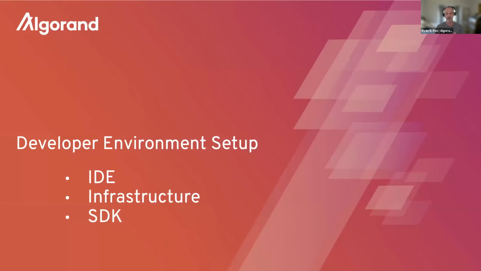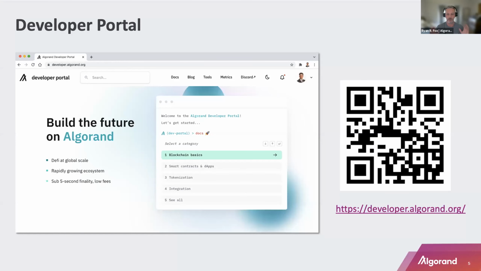First thing that I want to do is ensure that you have your development environment set up properly, and that consists of 3 different components: setting up your IDE, your integrated development environment; setting up your infrastructure, the back end nodes and the API so that you can interact with the blockchain; and then ultimately selecting your software development kit, be that Python, Go, Java, or JavaScript, in order to be writing the code in the language that you're comfortable with.